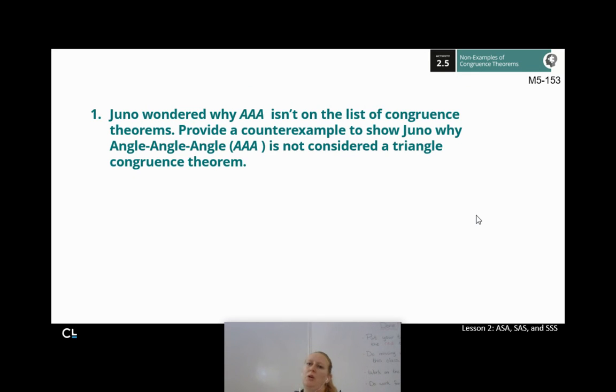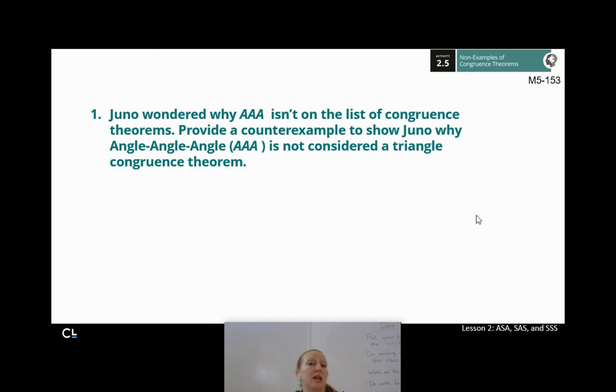But now we have Juno over on page 153. And Juno wonders why we can't use AAA. I mean, it's great insurance and all, but why can't I use it for my triangles? Why isn't AAA listed on my list of theorems? So I would like you to provide a counterexample.